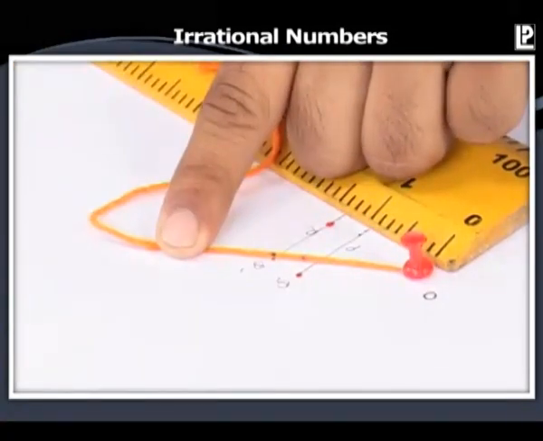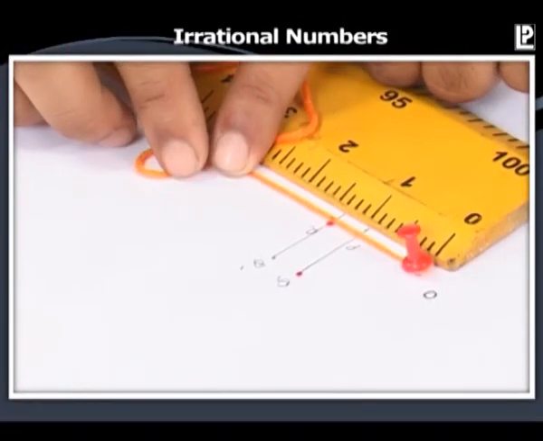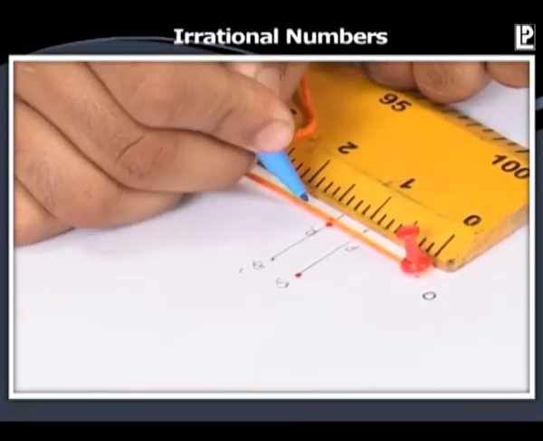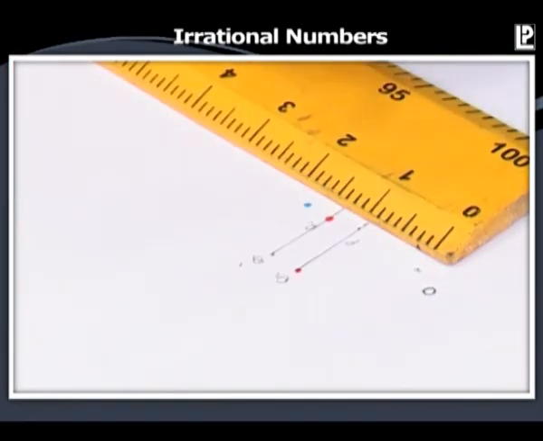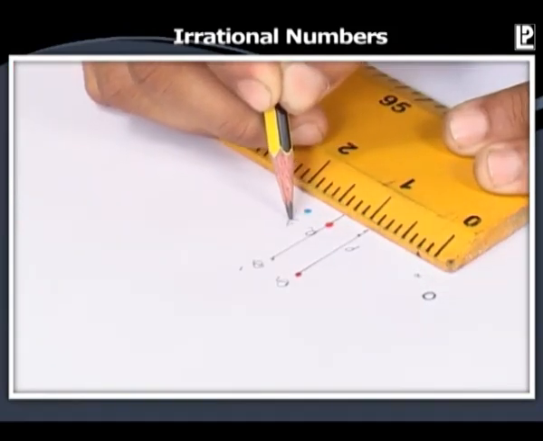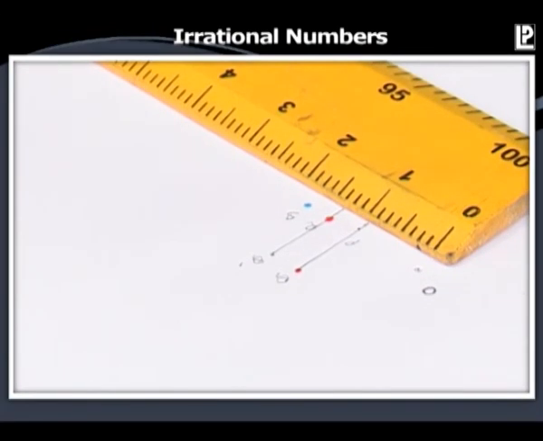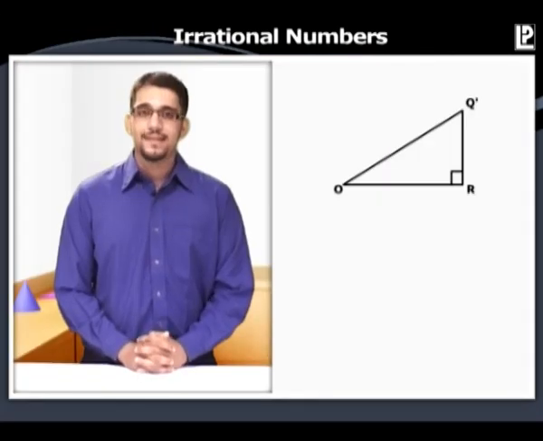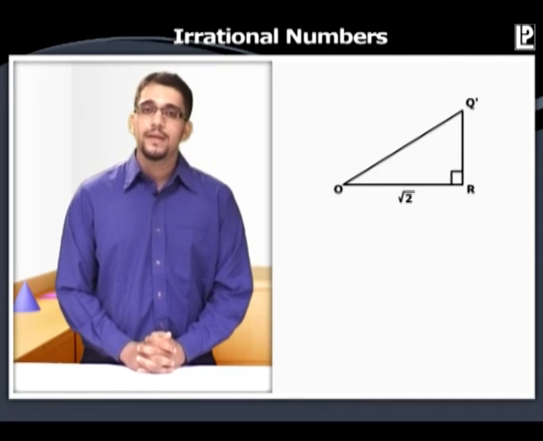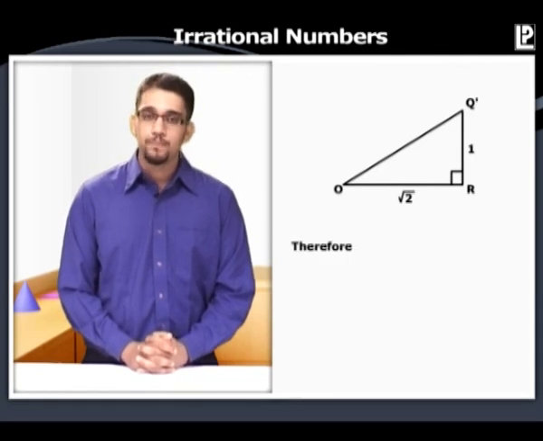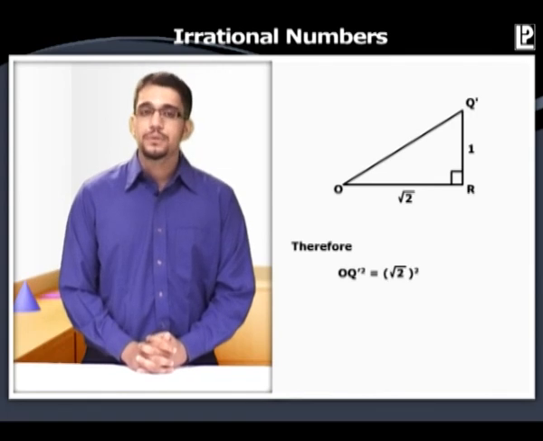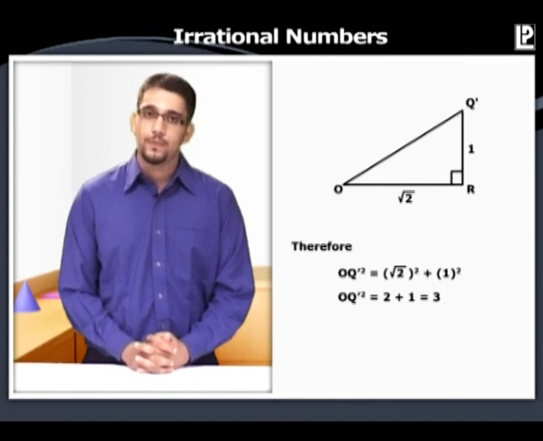After having done this, we'll now place the string from O on the horizontal scale. Let's measure the length of the string from O to the marked point on the string. Let's mark this point as S. The units from O to S represent the value of root 3. This can be represented as OR equals root 2 and Q dash R equals 1. Therefore, OQ dash squared equals root 2 squared plus 1 squared, which equals 2 plus 1, which equals 3. Hence, OQ dash equals root 3. In this way, we can represent the square root of any natural number on the number line.